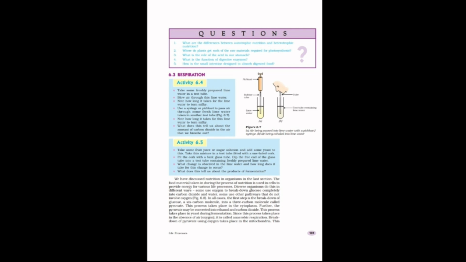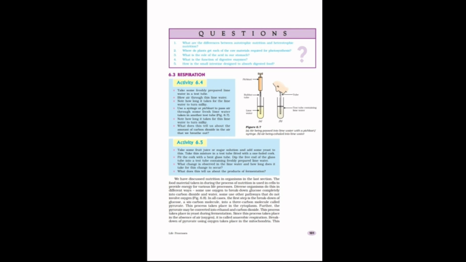We have discussed nutrition in organisms in the last section. The food material taken in during the process of nutrition is used in cells to provide energy for various life processes. Diverse organisms do this in different ways. Some use oxygen to break down glucose completely into carbon dioxide and water. Some use pathways that do not involve oxygen.